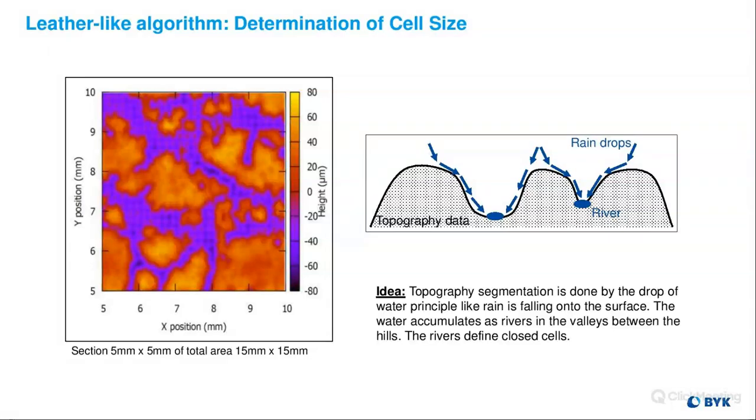Here's another image to show you what that means. Again, if you had raindrops coming down over these hills and they slowly filled up the valleys, they would cut off each of these high points from each other, and you could then classify each of these tall hill parts as their own cells. So topography segmentation is done by the drop of water principle, like rain falling onto the surface. The water accumulates as rivers in the valleys between the hills, and the rivers define closed cells.